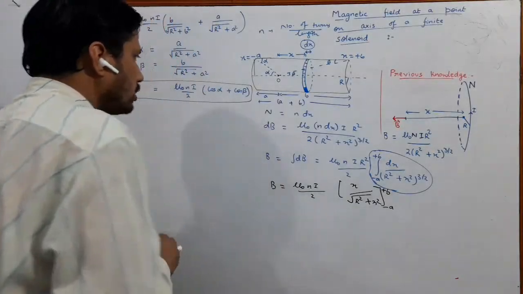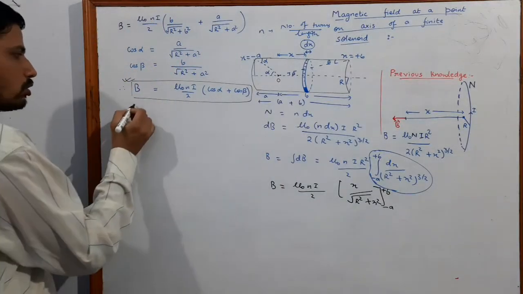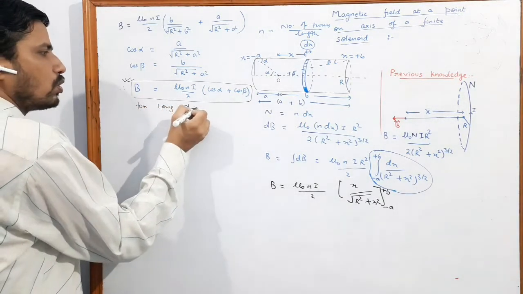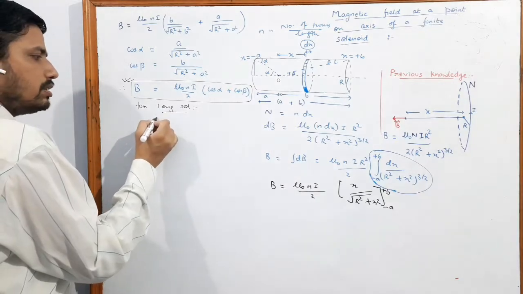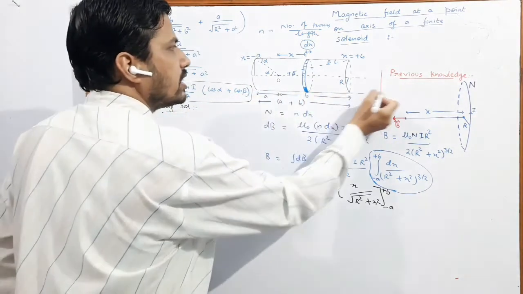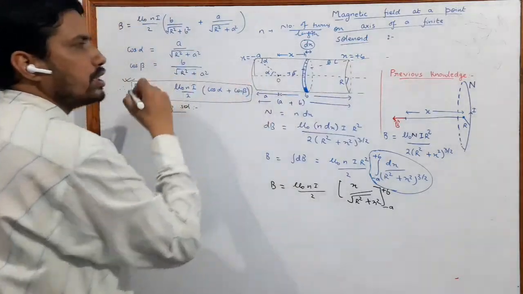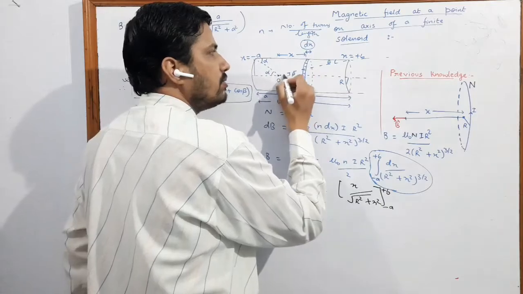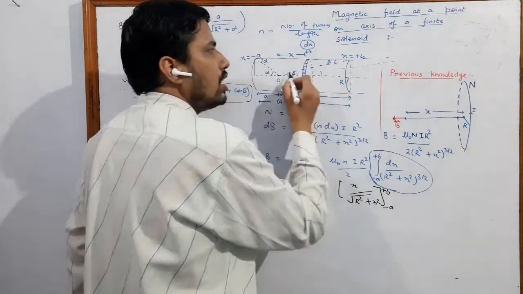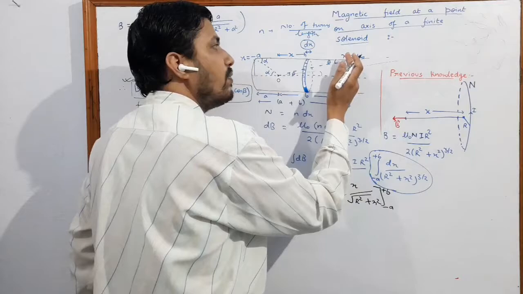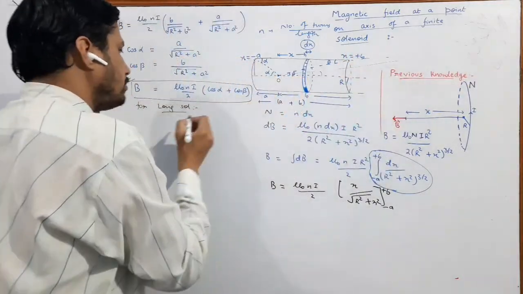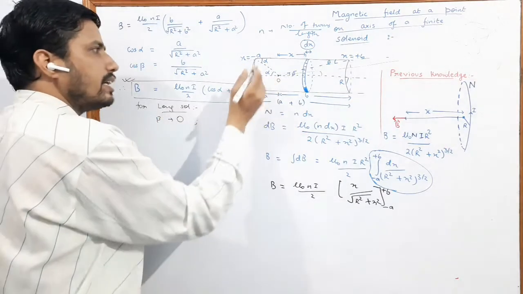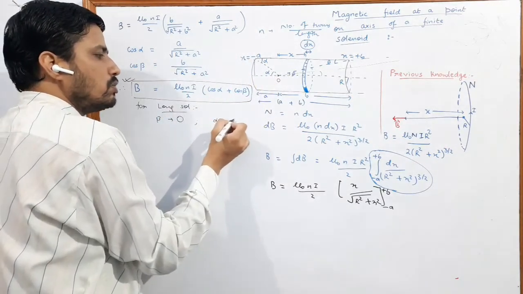So let's see some examples. For example, for a long solenoid, if we have a long solenoid, that means it extends on either side to infinity. Now you can see, if this becomes further long, what will happen to beta? Beta will decrease. Further long, beta will go on decreasing. If it becomes infinitely long, this angle beta would tend to 0. And likewise, this angle alpha, this side, also would tend to 0.